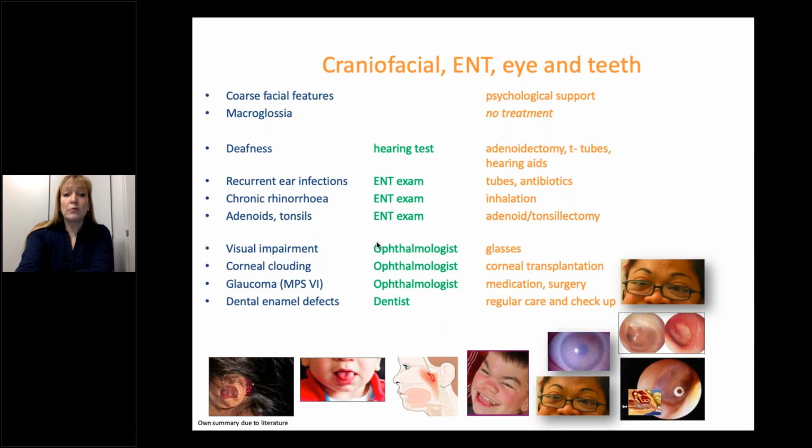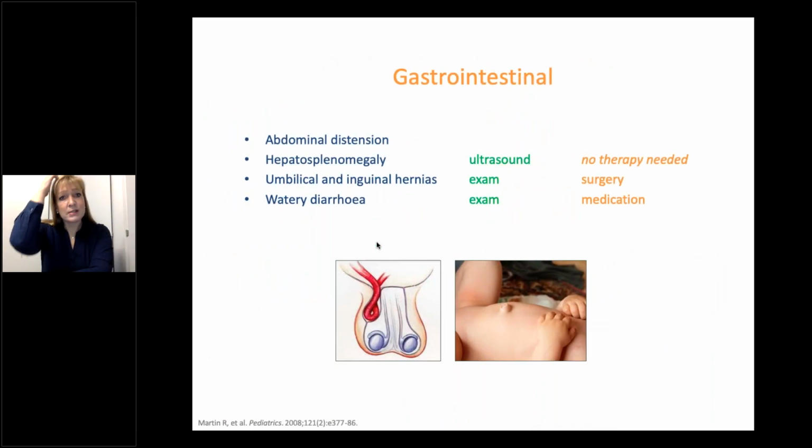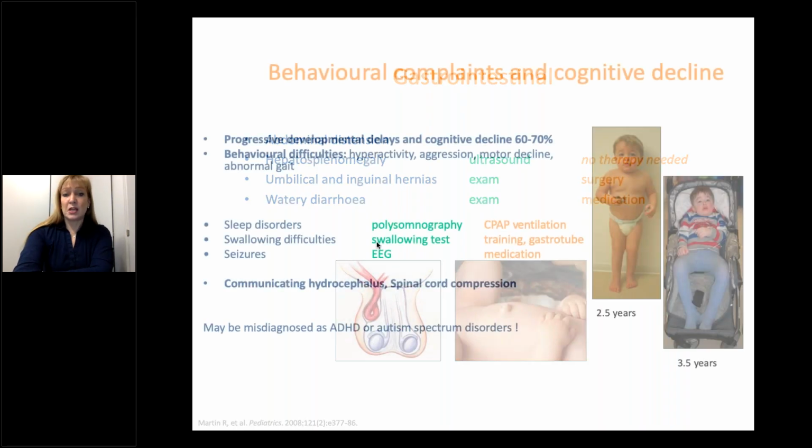And the eyes are involved with corneal clouding, visual impairment in MPS 6, for example, also glaucoma, or in mannosidosis, strabism. Very obvious things. Gastrointestinal, we have the hepatosplenomegaly, but this needs no therapy because hepatosplenomegaly is absolutely without any restriction in the function of these organs. So it is just big, but the function is perfectly fine. Umbilical and inguinal hernias need surgery, and the diarrhea needs to be treated with medication if needed.